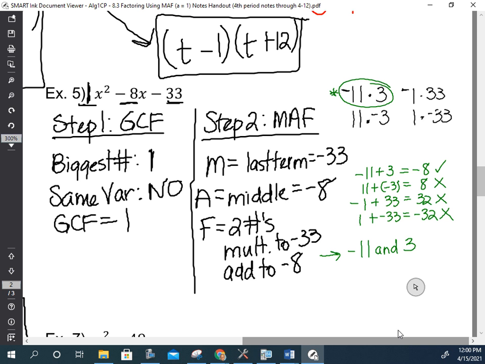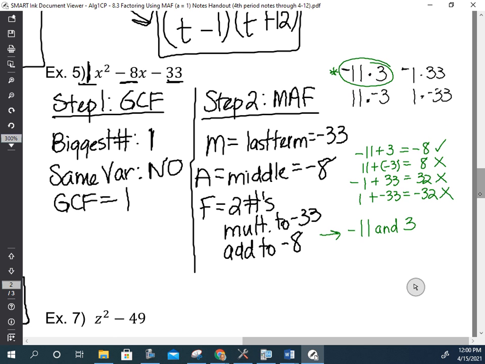Again, don't sit there on mute, sitting on your couch, and the whole time you don't know what you're doing. Photo math can't do everything for you.